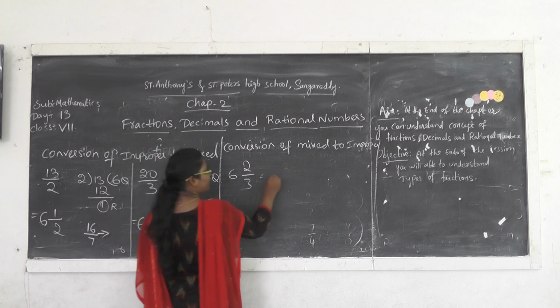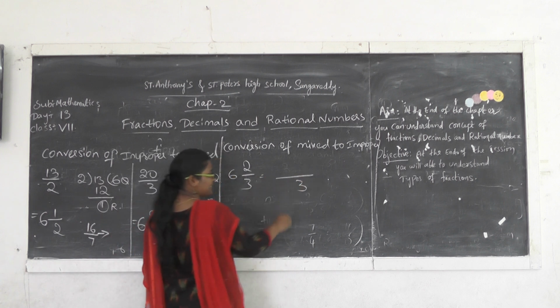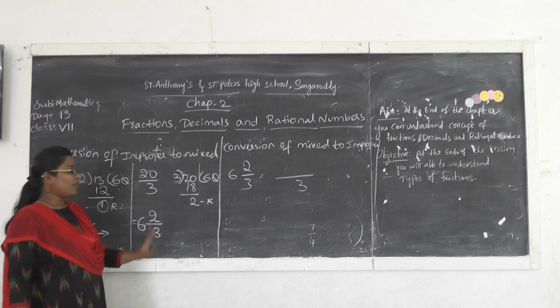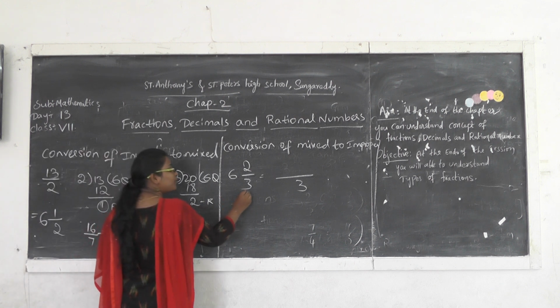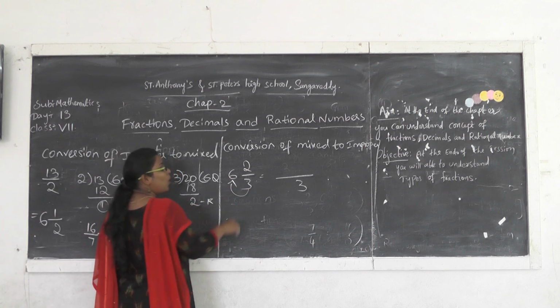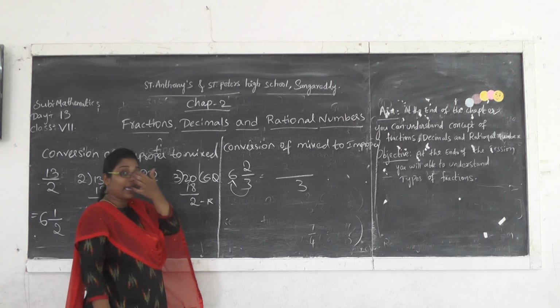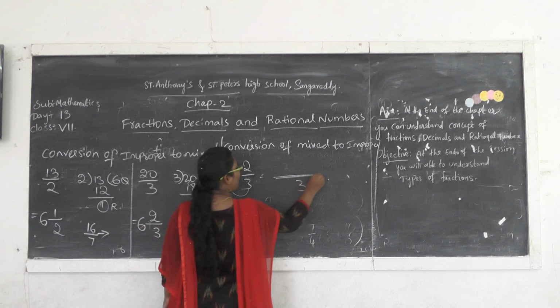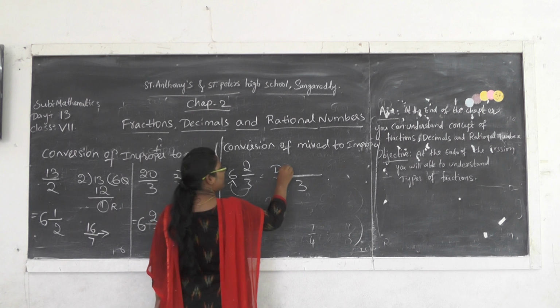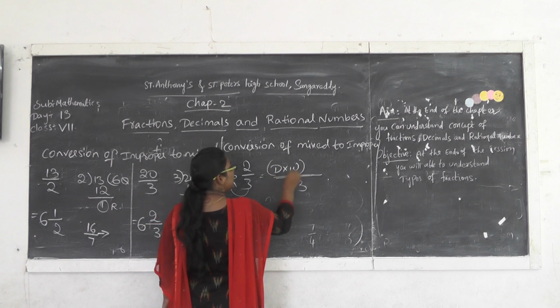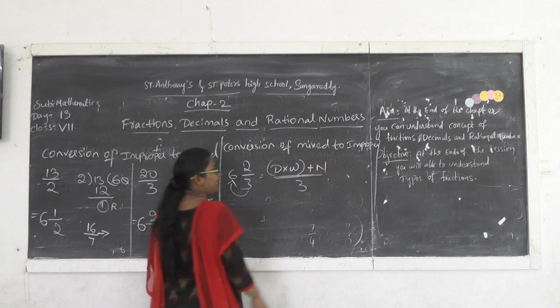How do we convert this to an improper fraction? First step, what do we have to do? Write the denominator as it is, 3. Now we have to multiply the denominator with the whole number part. Then add the numerator value.